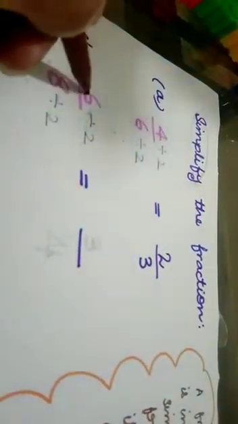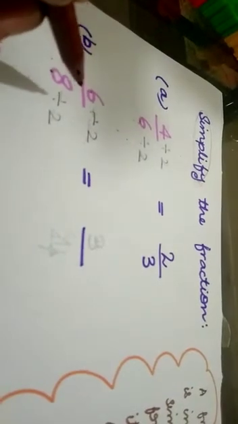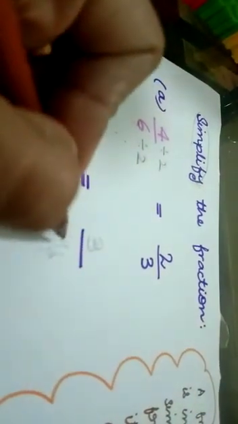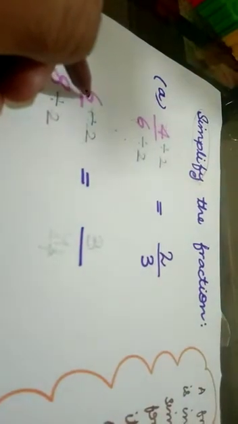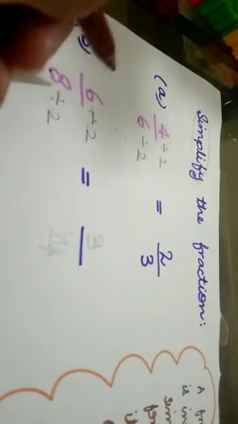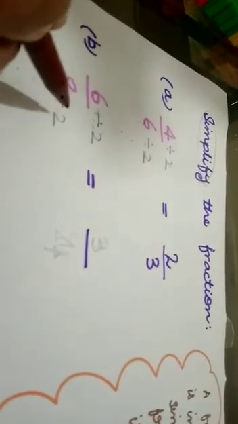And in the same way, if it is 6 by 8, then how can I simplify it? 6 comes in the table of 2 and 3. 8 comes in the table of 2 and 4. So I will go for 2, right? Because 2 divides both of these numbers, right? So 2 4s are 8 and 2 3s are 6. So I will write 3 by 4 over there.